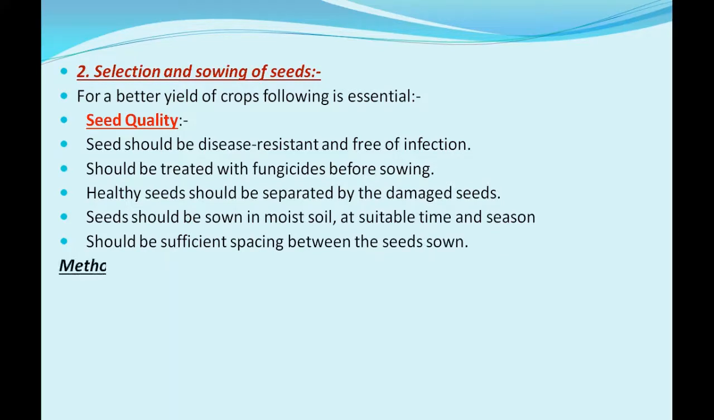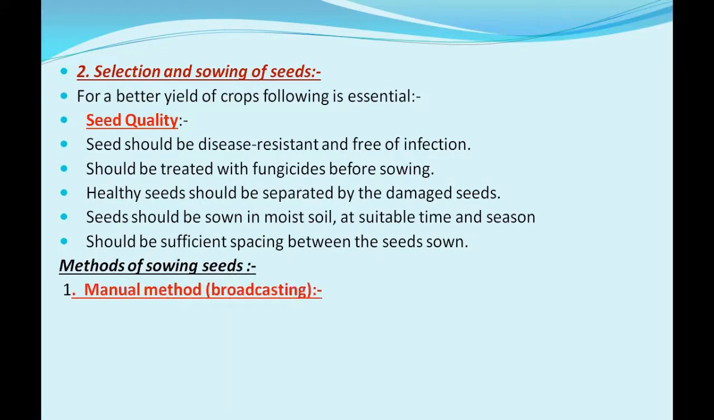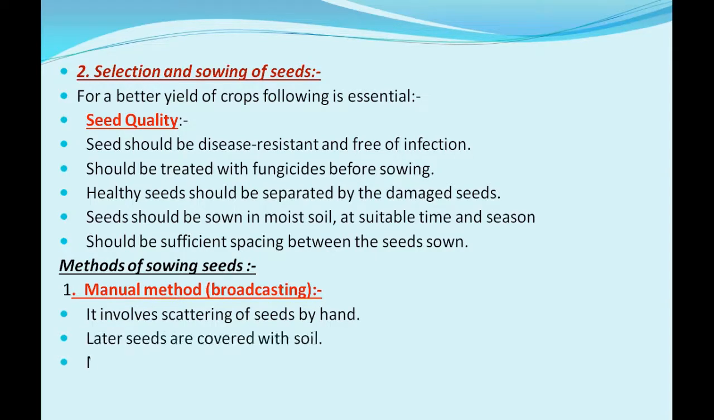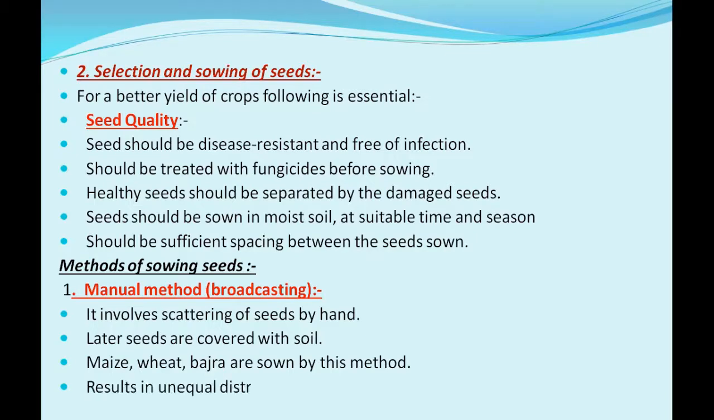Methods of sowing seeds are: first is manual method, in which scattering of seed is done by hands. Later, seeds are covered with soil. Maize, wheat, bajra are sown by this method. Manual method results in unequal distribution and wastage of seeds.